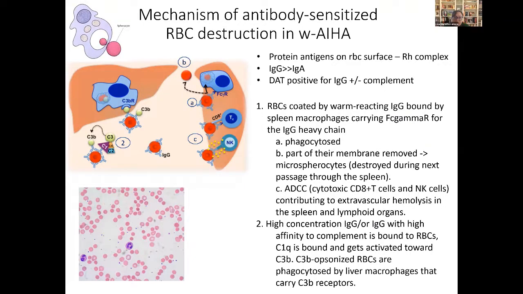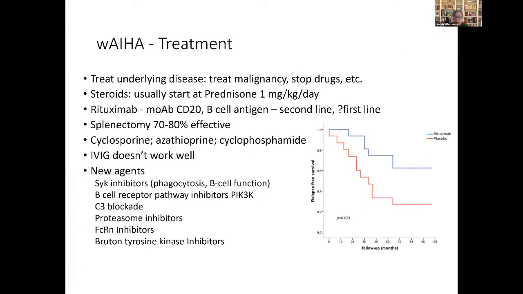So that's that. In terms of treatment, as I've mentioned, you try to focus on treating the underlying disease, such as malignancy. If there's autoimmune hemolytic anemia in the setting of CLL or lymphoma, you try to address that. You stop the offending medication. For steroids, we usually use prednisone at 1 milligram per kilogram per day. However, in severe cases, higher doses could be used, including solumedrol at 1.6 milligrams per kilogram per day.